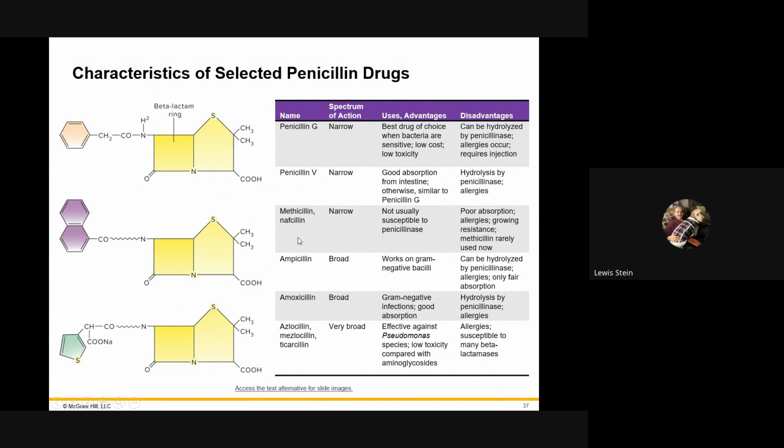So when we start looking at methicillin, now we're able to deal with penicillinases. They made an orally active form called oxacillin. Here's the amoxicillin there. We began to tinker over here, and so we could have better absorption against gram negatives. And they even tinkered with it more.